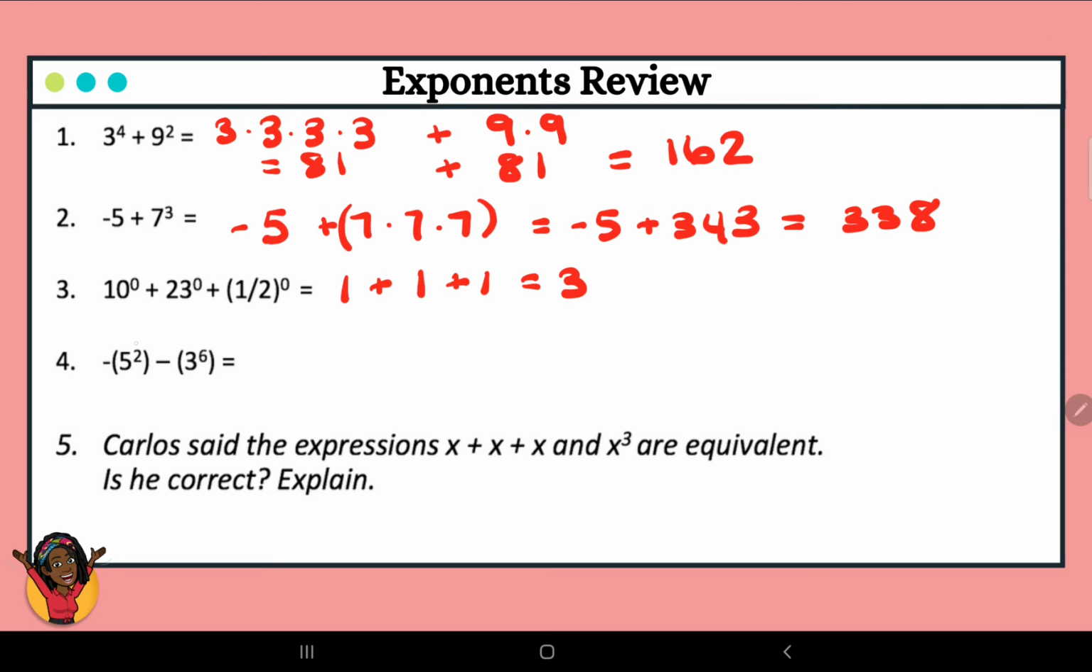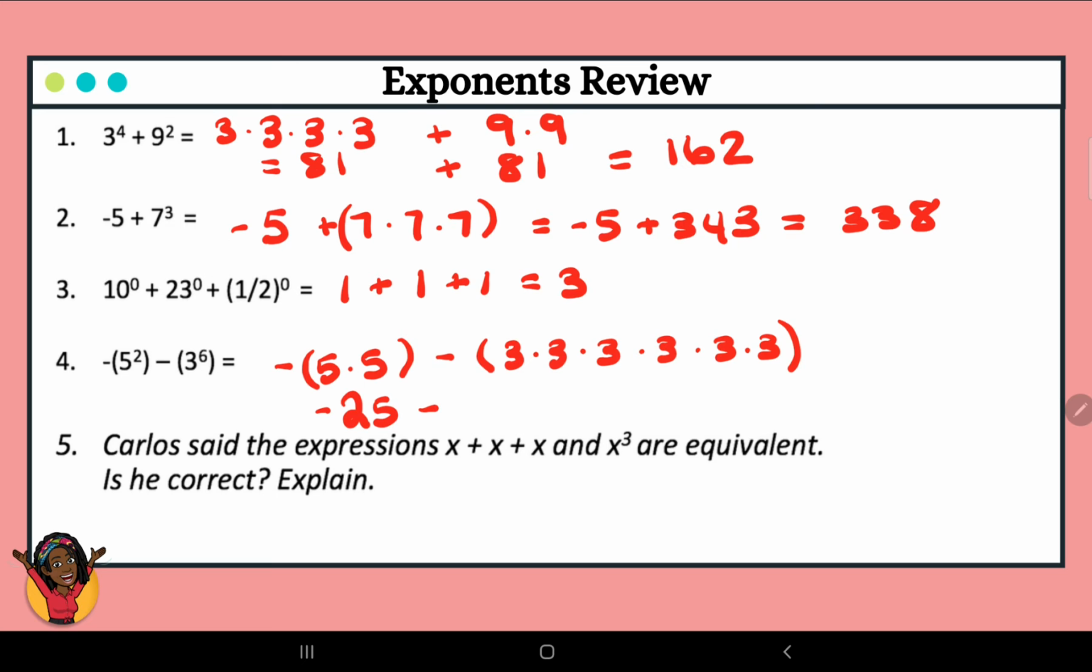Our next example. In the parentheses, we have 5 squared, so that's 5 times 5. And that's being multiplied by a negative value on the outside. And then I have 3 to the 6th power, which is 3 times itself 6 times, not to be confused with 3 times 6. 5 times itself is 25, and I bring down my negative sign. I'm going to bring down my minus here.